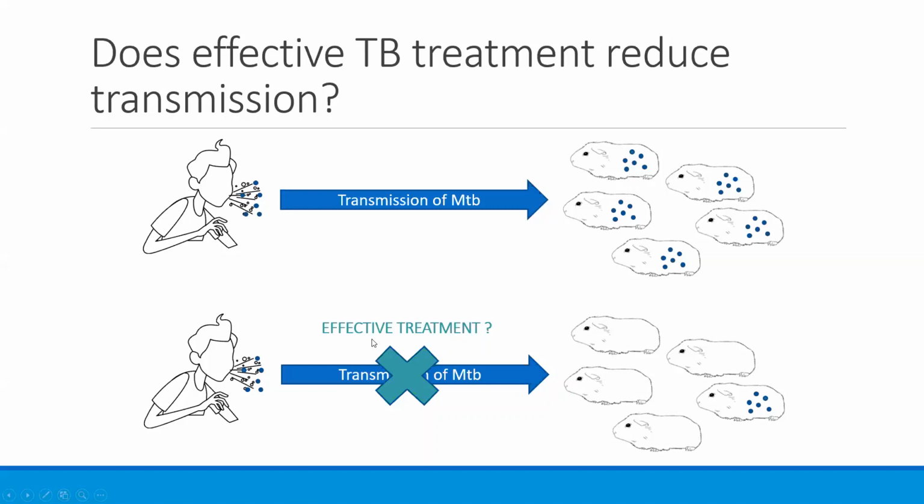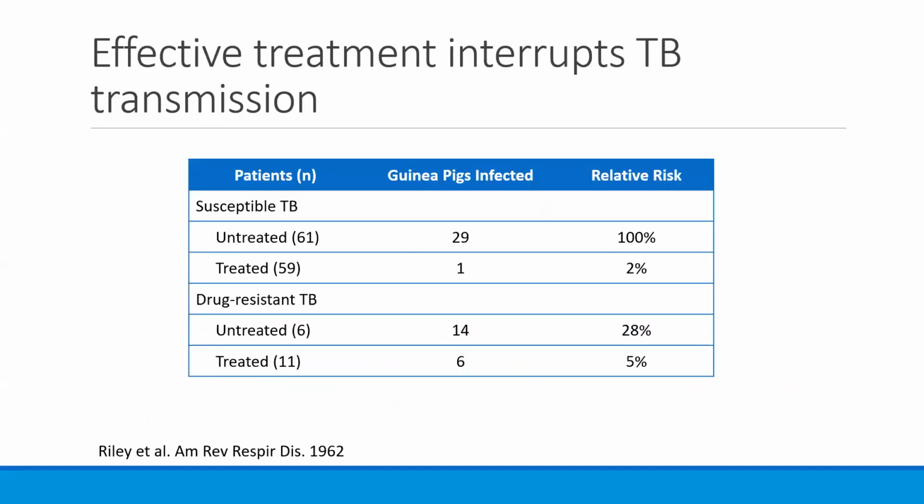And what do I mean by effective treatment? Effective treatment is treatment with medications that the strain that the person is infected with or has disease with is susceptible to, or that are active against it. So if it's drug susceptible TB, then we're treating with drugs that are targeted toward that. If it's MDR TB, we're treating with drugs that the strain will be susceptible to.